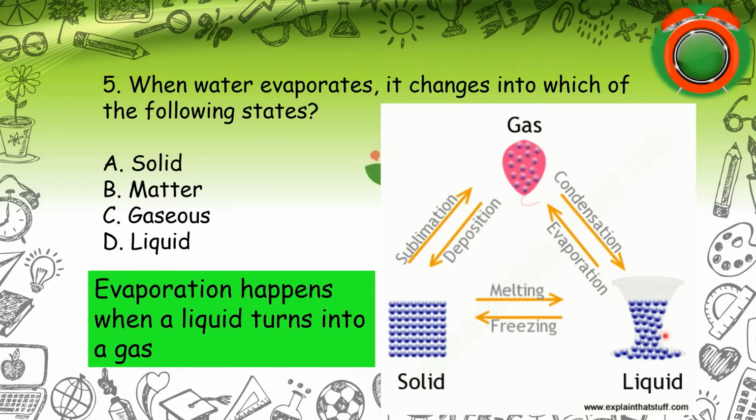From gas to liquid, that is called condensation. From gas to solid, that's called deposition. From solid to gas, that's sublimation. If it is solid to liquid, that's called melting. And if it is from liquid to solid, that's called freezing. Now, we have 1 or 2 more questions coming from this information later. So you better remember this.